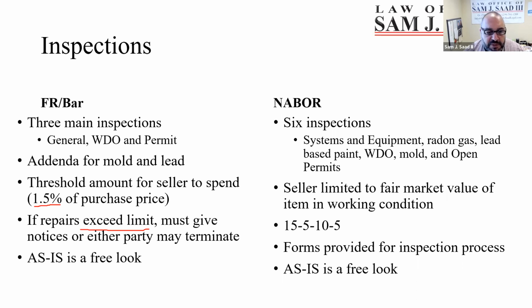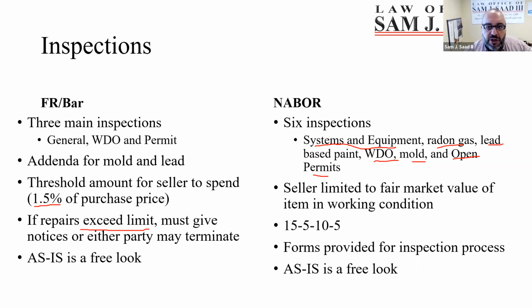It's a little cumbersome, inspections under FAR-BAR, and it's very rare that I will pass a judgment on a particular contract, but I happen to like the NABOR inspection process better. You get 6 inspections under NABOR: systems and equipment, radon, lead-based paint, WDO, mold, and open permits. It's obviously a much more comprehensive look at the property. In the default, you don't need any addenda.